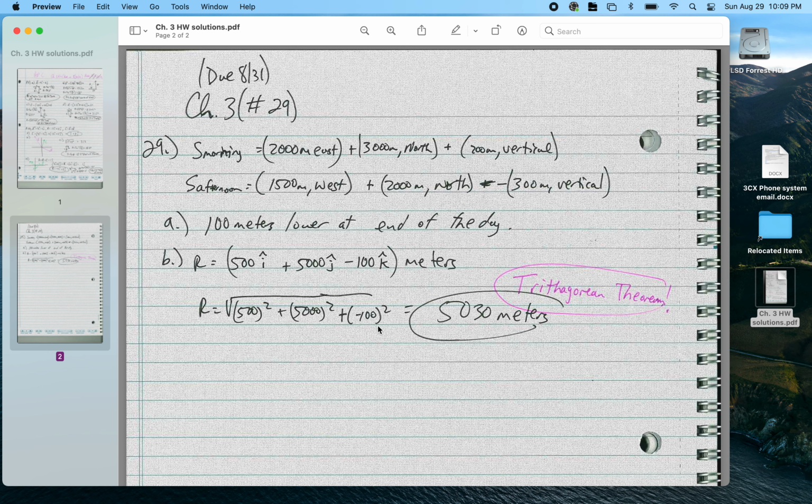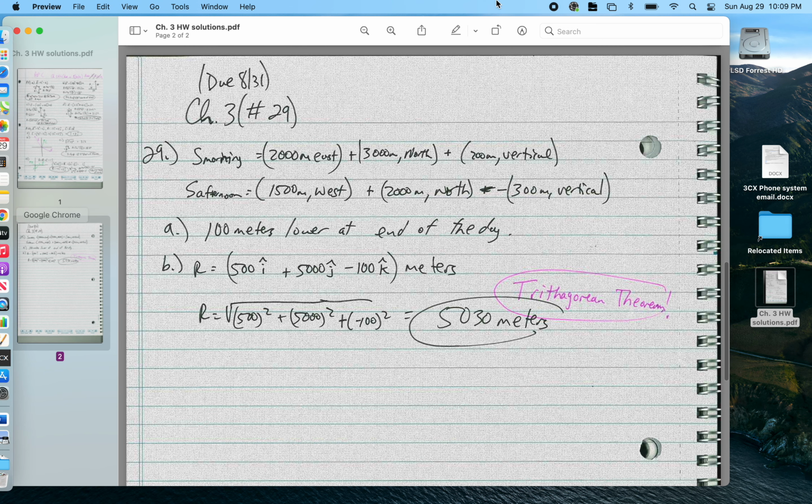With sig figs, again, we're not going to really worry about that too much. I wanted to show that it wasn't really just the 5,000. It was a little bit more than that. But again, with the crappy sig figs, probably should round it to 5,000. Anyhow, that's it.